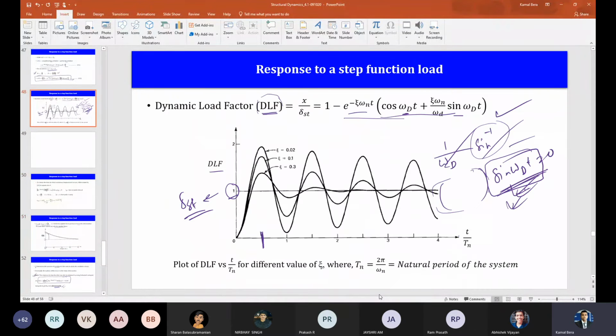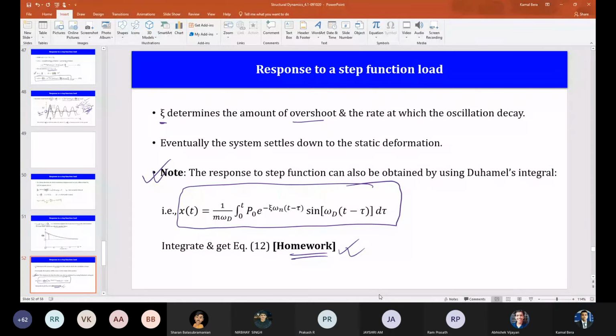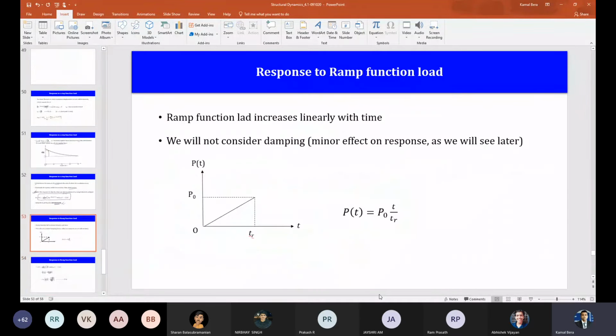So if you see the response plot from the static equilibrium position, that is DLF 1, this much is called the overshoot. Obviously, if the damping is more, the overshoot is less. And eventually the system settles down to the static deformation. Fine.